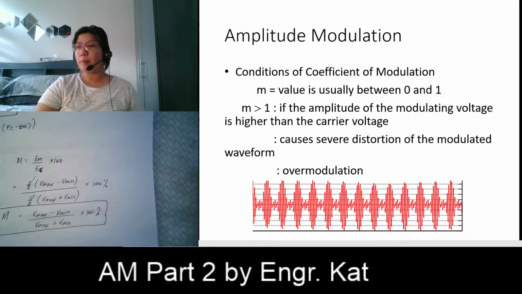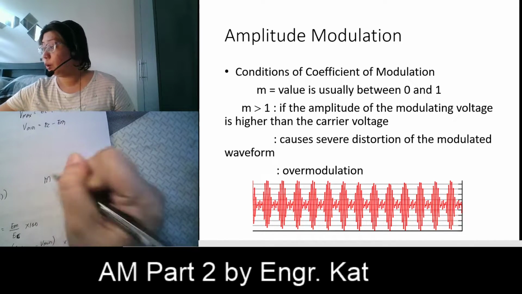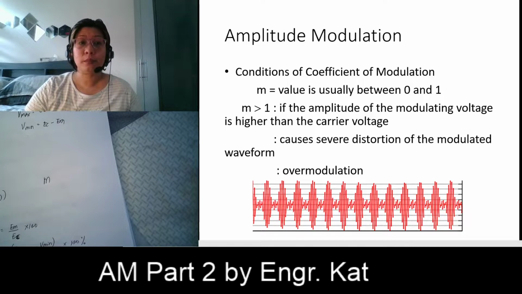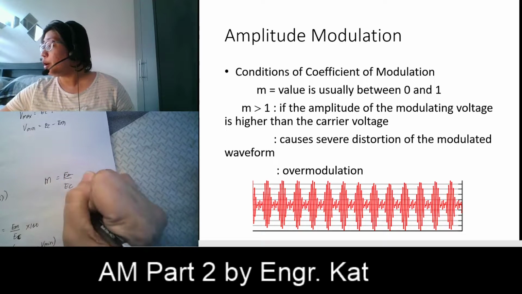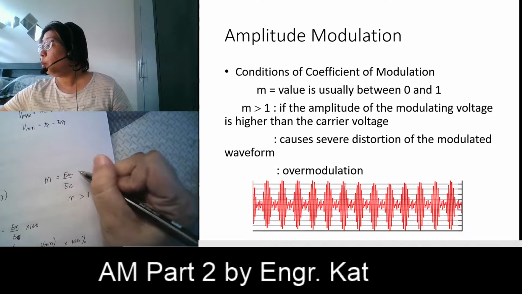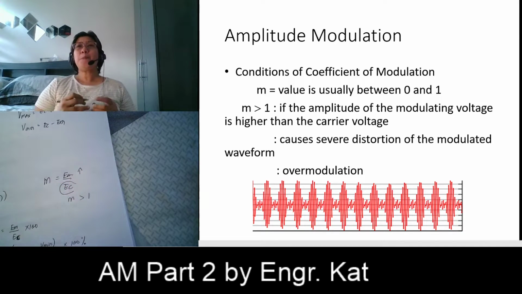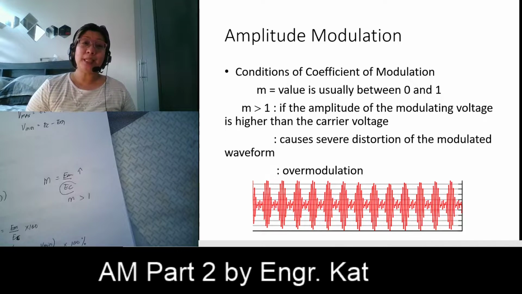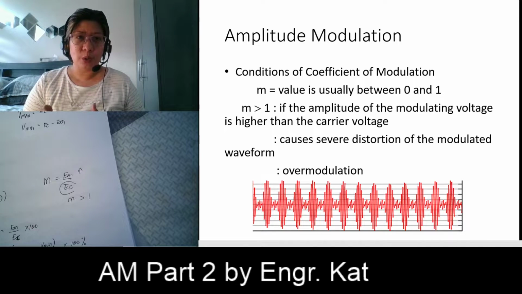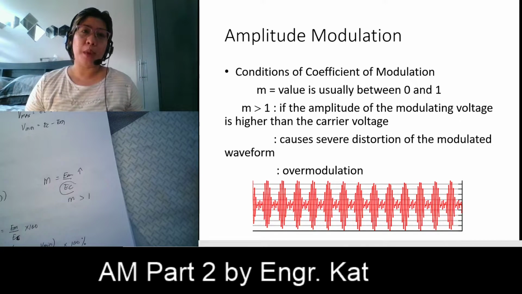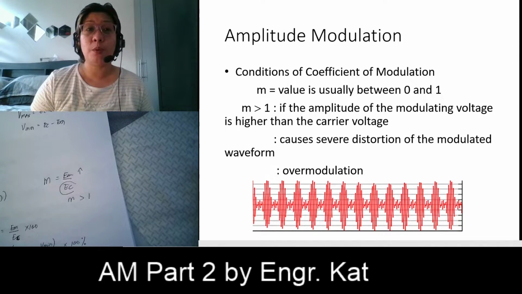So when will your M happen? Since M is equivalent to EM all over EC, your M will be greater than 1 when your EM is greater than your EC. Okay, so imagine we are placing your modulating signal onto the carrier. Okay, so we are assuming that at least the carrier has a greater amplitude compared with your modulating signal.